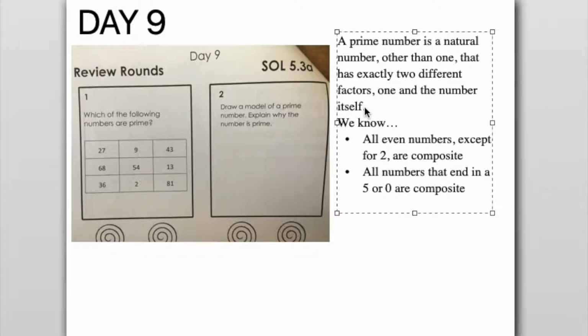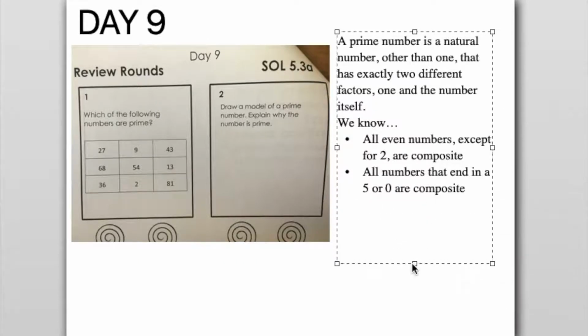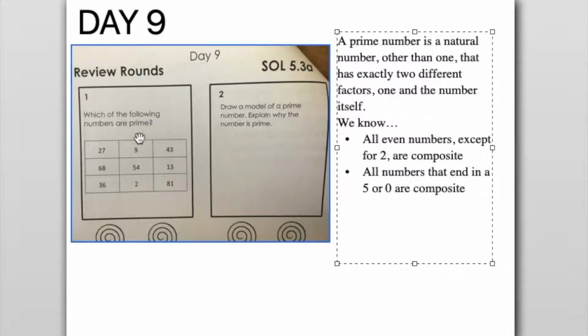1 times itself. So a couple things we learned earlier this year is that all even numbers except for 2 are composite. So that means they're not prime except 2. And then all numbers that end in a 5 or a 0 are composite, which means they are not prime. So when you count by 5s, 5, 10, 15, 20, and so on. So now what we need to do is go through all 9 of these numbers and see if we know any of the factors that equal these numbers. Let's start with 27.